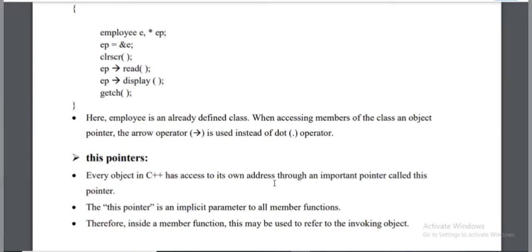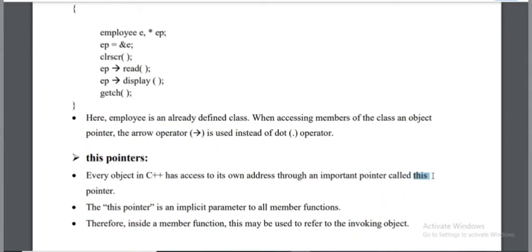When we create a class, what do we do? We create objects. We can create any number of objects for a particular class. When an object is created, it has its own address. So when you want to access that own address, that pointer is known as what? The this pointer. Okay, that is regarding the this pointer. That means it's going to access its own address through an important pointer.